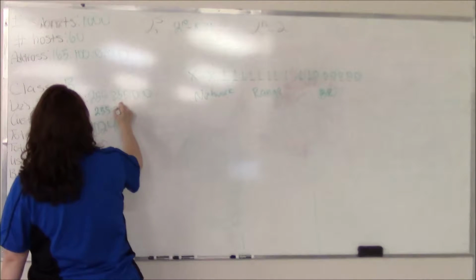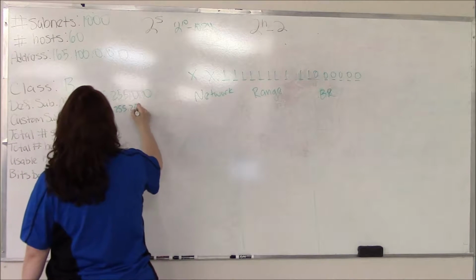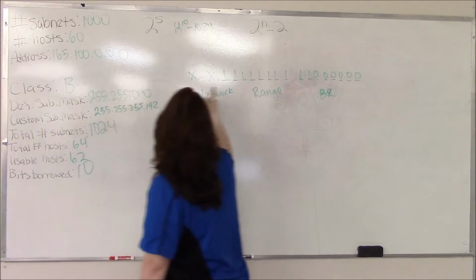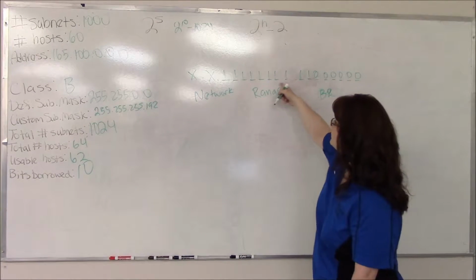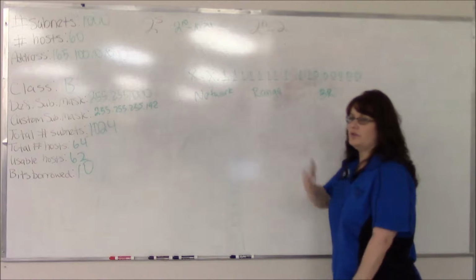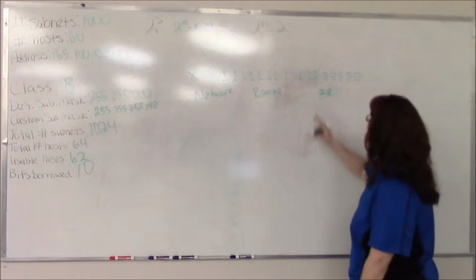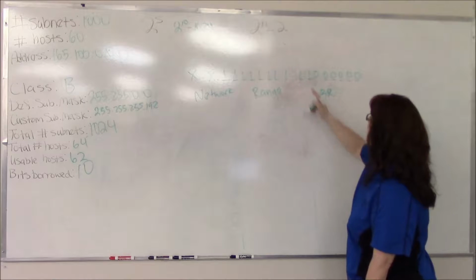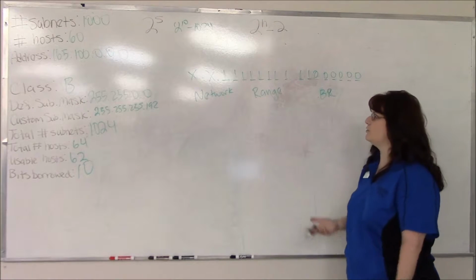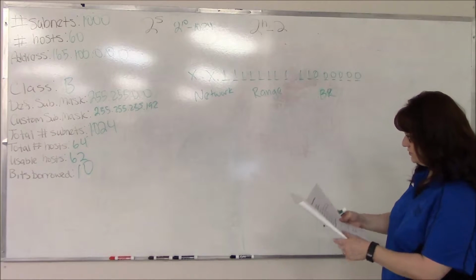255.255.255.192. Because this whole portion right here is full of ones. So it's just going to be 255 like anything else would be if it was full of ones. And then we have 128 plus 64 is 192. Okay, so.